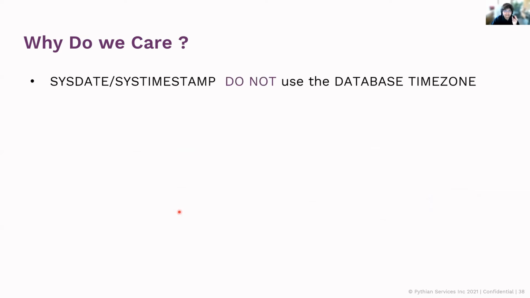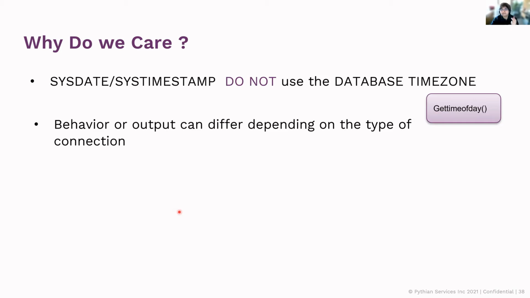One of the reasons why you would care is that sysdate and systimestamp do not use the database time zone. You've got to be careful about this. When you do a select sysdate from dual or a systimestamp from dual, this has got nothing to do with the database time zone. What it does is use a system call called gettimeofday, and using this particular OS call is going to fetch the information. Now this information is going to depend on the time zone.